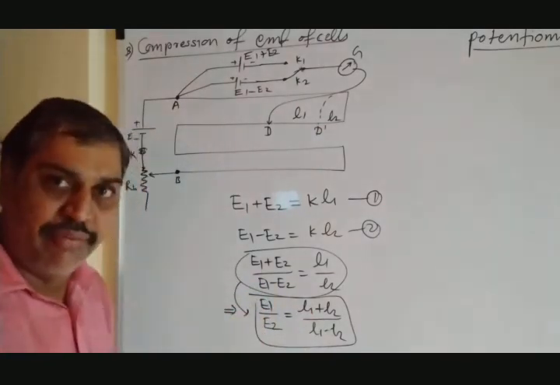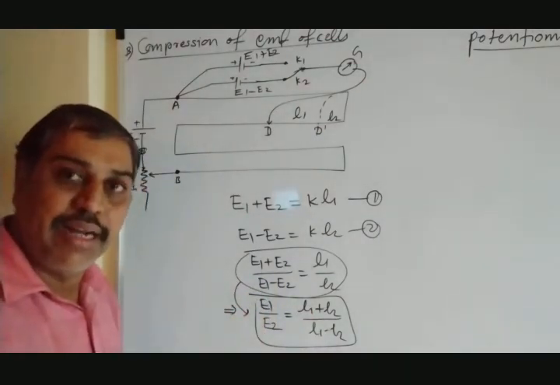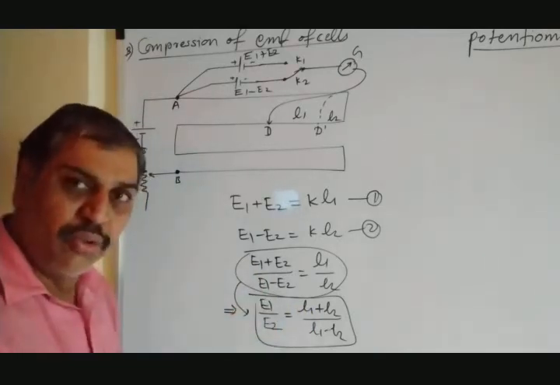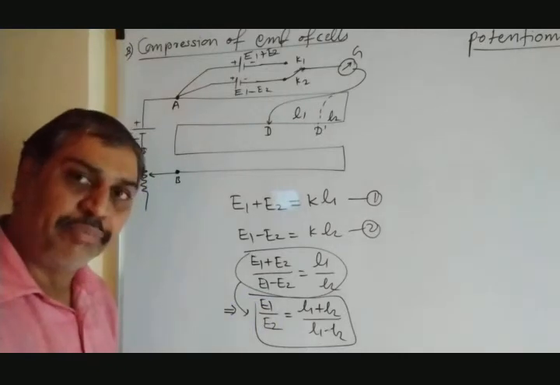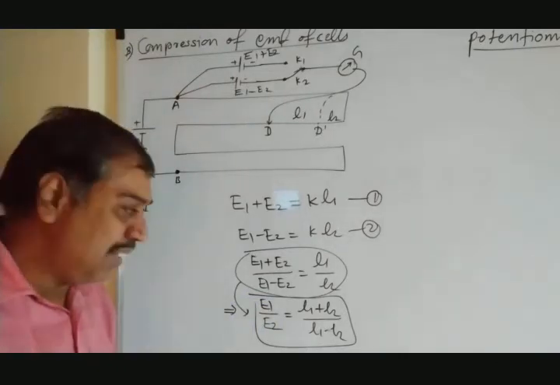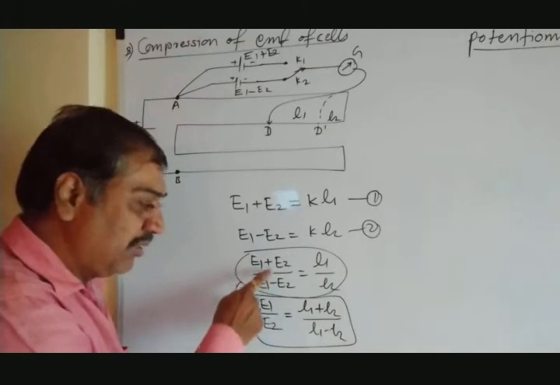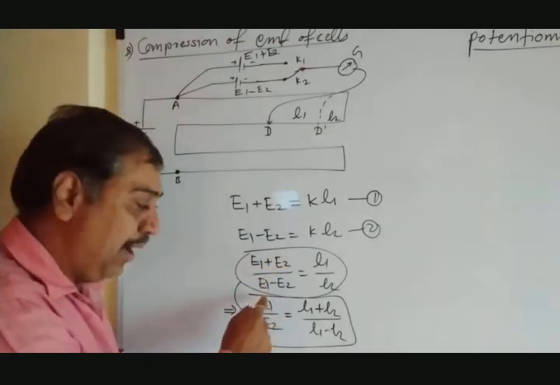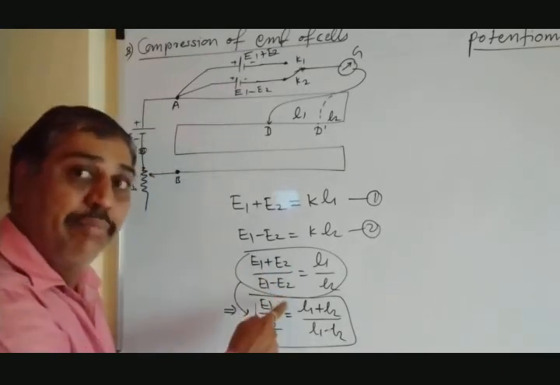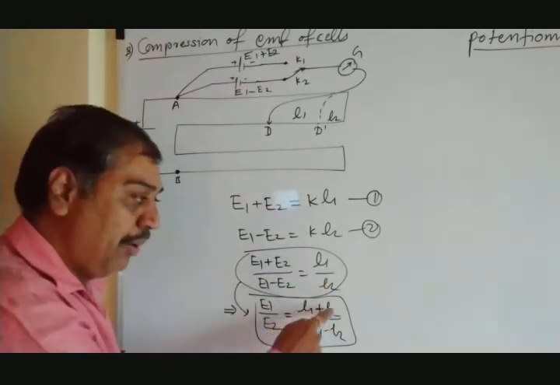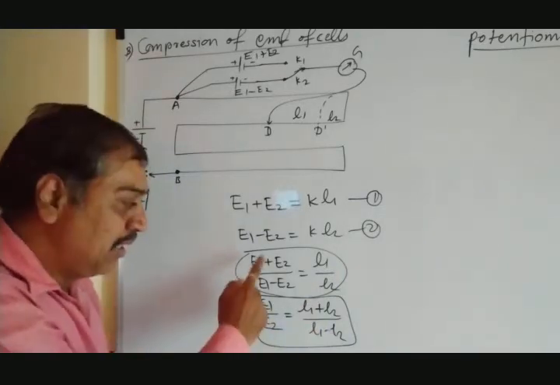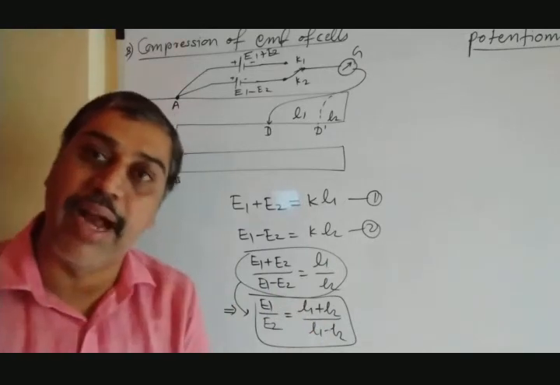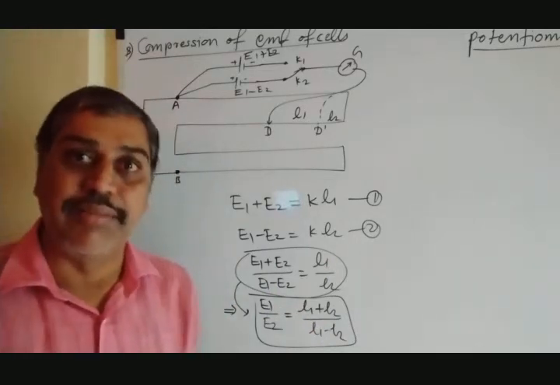Those who have mathematics are well aware of the method, componendo and dividendo. We use that method here. Those who don't have mathematics, don't worry, it is very simple. Ask friends who have mathematics. Just add the numerator with the denominator: E1 plus E2 plus E1 minus E2, divided by E1 minus E2 plus E1 plus E2. Do the same here: L1 plus L2 divided by L1 minus L2. The common terms cancel, and you get E1 by E2 equal to L1 plus L2 divided by L1 minus L2. That simple is the method.